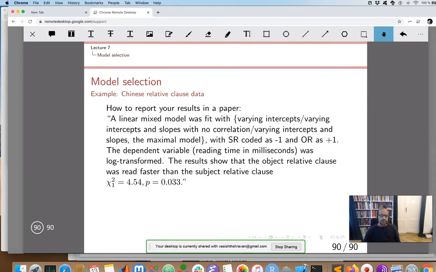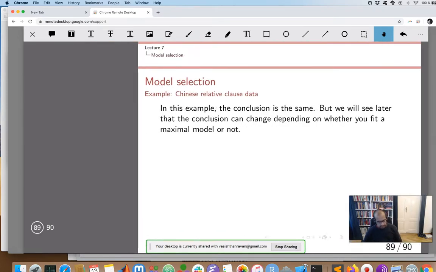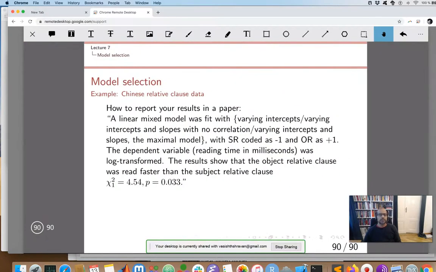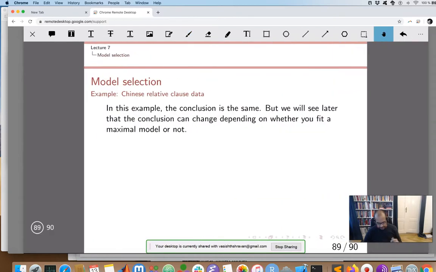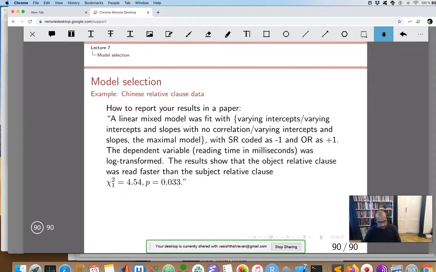The last slide for this lecture basically shows you how you should report your results. So now let's assume that I'm taking the Barr et al. approach. This is my favorite approach in this particular data set. I would rather fit the maximum random effect structure and then compare the presence or absence of correlation, just like Barr et al. recommend, right? So the way I would report this result is that a linear mixed model was fit with varying intercepts and varying slopes, with or without a correlation. You can decide on that based on what happens in your data set, with some contrast coding, with subject relatives coded as -1 and object relatives as +1.